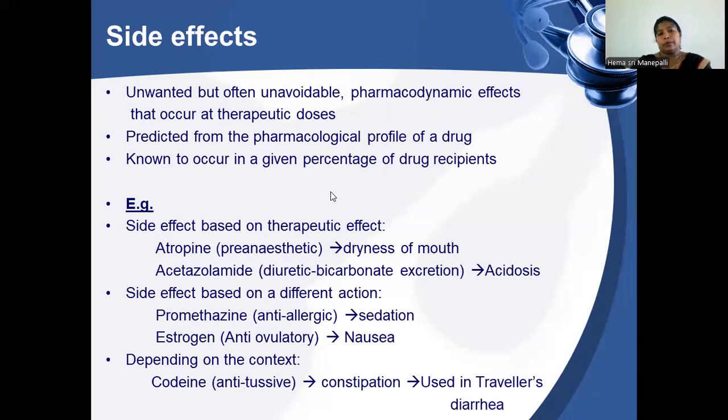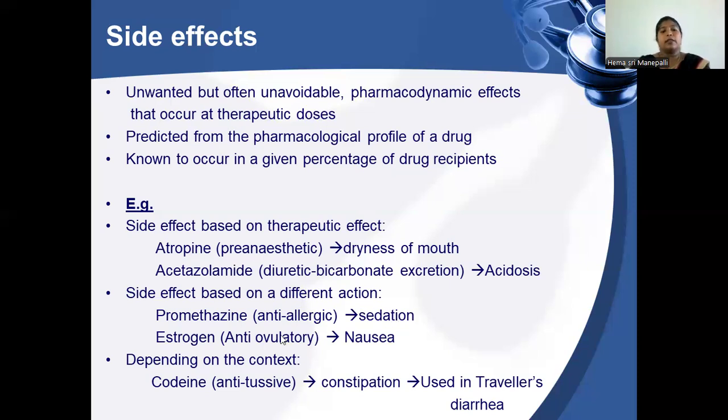So how can we identify this type of side effects? We can identify them when we give the dose to drug recipients, and we can calculate the percentage of drug recipients affected. Examples are side effects based on therapeutic effect. For example, atropine causes dryness of the mouth, and acetazolamide causes acidosis. And there is another one, side effects based on a different location. For example, promethazine is an anti-allergic, but it causes sedation.